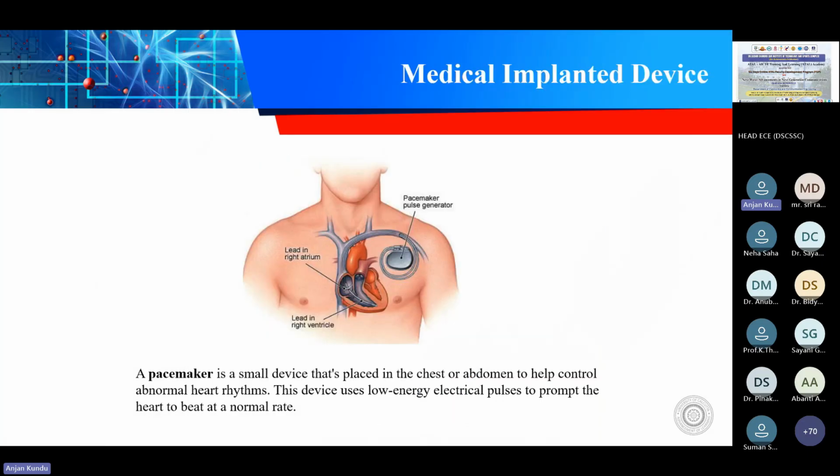Now comes the pacemaker. We know what a pacemaker does to a patient. Basically, whenever we have an abnormal heartbeat, the pacemaker detects that abnormal heartbeat and generates some electrical pulses to make that heartbeat normal. This is the basic working principle of a pacemaker, a single-line explanation. It generates electrical pulses.